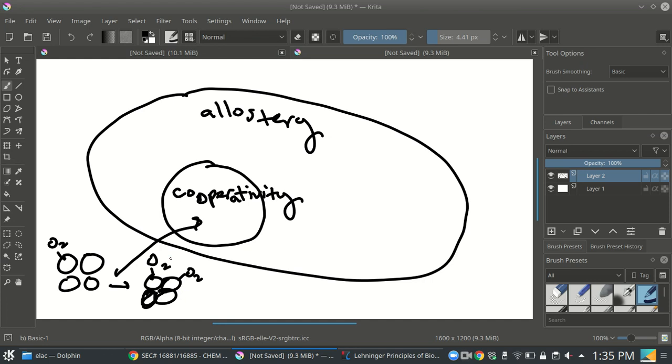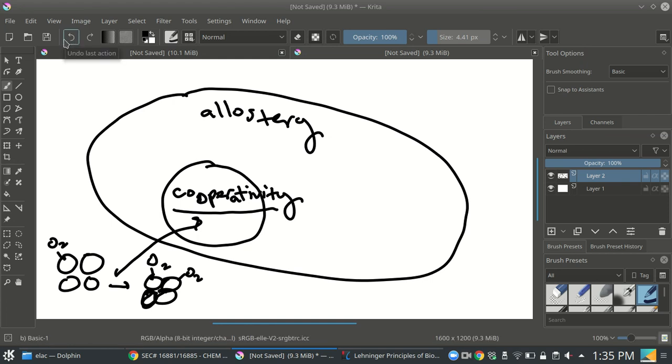So this shape change is allostery. But you see, the fact that the shape change is initiated by the binding of the ligand itself, that fact makes this form of allostery a special form, which we call cooperativity. You can find the formal definition for allostery in the Lehninger textbook. Just search for the word allostery. You can find the formal definition for cooperativity in the same Lehninger textbook. You could also find these by just searching on Google.